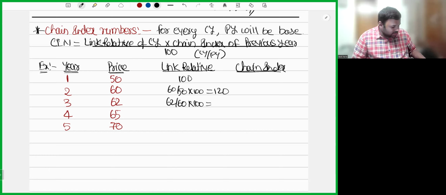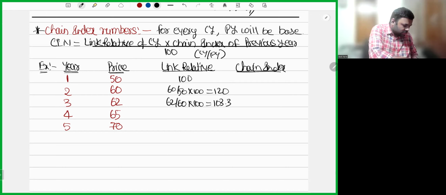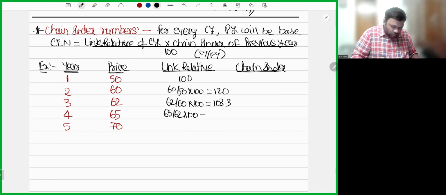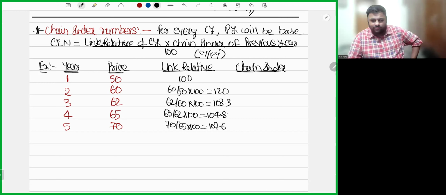62 divided by 60 into 100 is 103.3. 65 divided by 62 into 100 is 104.8. 70 divided by 65 into 100 is 107.6. This is link relative.